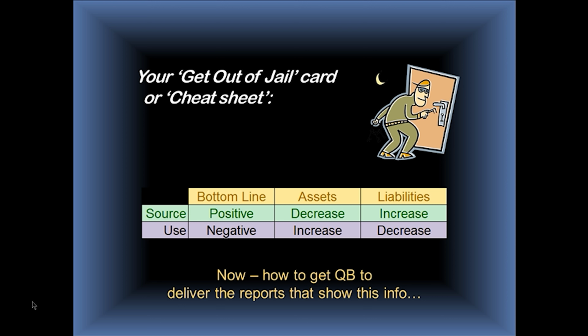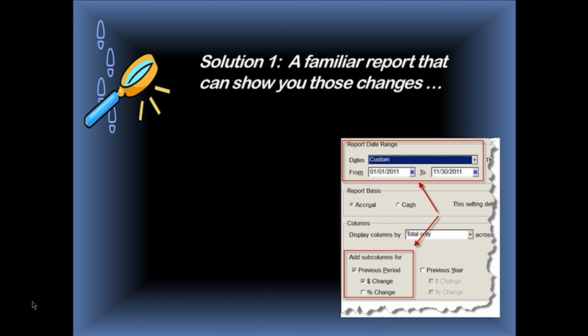So that would be a decrease. On the other hand, if you create receivables, that represents a use of your funds. And for liabilities, it's exactly the opposite. An increase in a liability would represent a source of funds to you because you're borrowing. And on the other hand, if you're reducing your borrowings or paying down those liabilities, that represents a use of funds. So let's talk about how to get QuickBooks to deliver the reports that show this information.